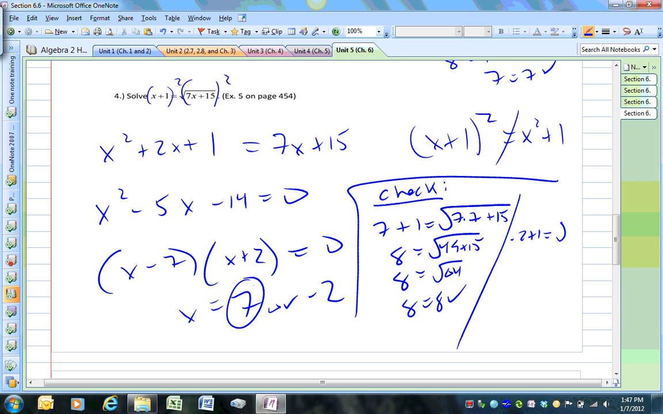If I check the other one, right off the bat I know it doesn't work, and here's the reason why. Negative 2 plus 1 is negative 1. A square root can never equal negative 1. See here this becomes root 1, and root 1 is 1, so that doesn't work.